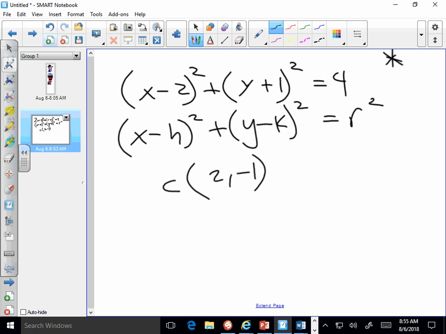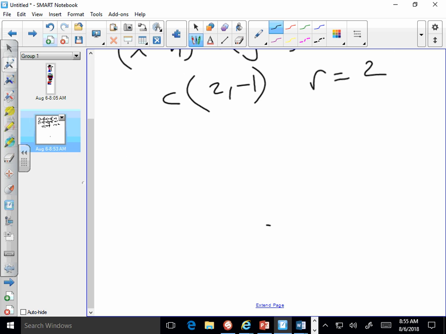Okay. And what can we say about the radius? What's the radius going to be here? Sarah. Perfect. She knows that 4 equals r squared, and so r must be the square root of 4 or 2. Good. And so when it comes time for me to sketch this, I'm going to plot the center at 2, negative 1.